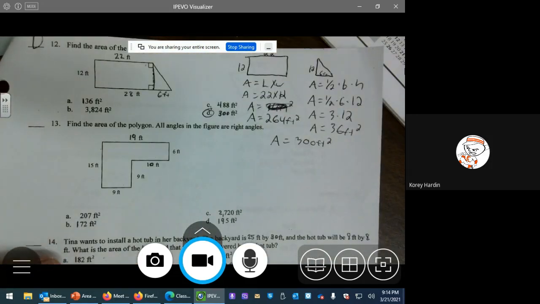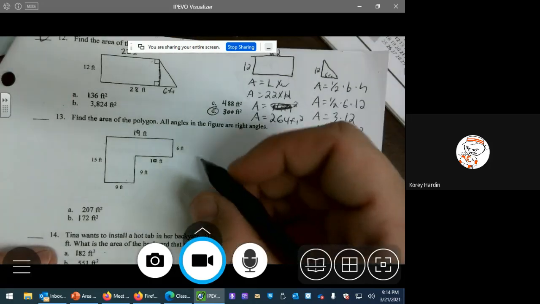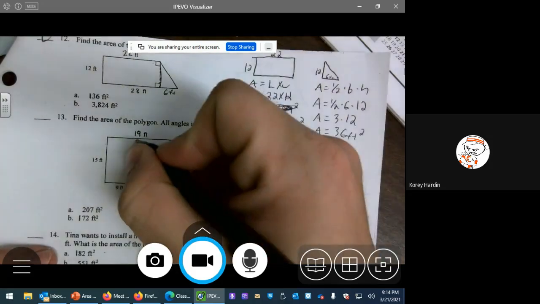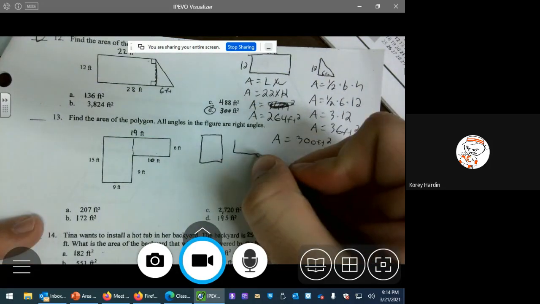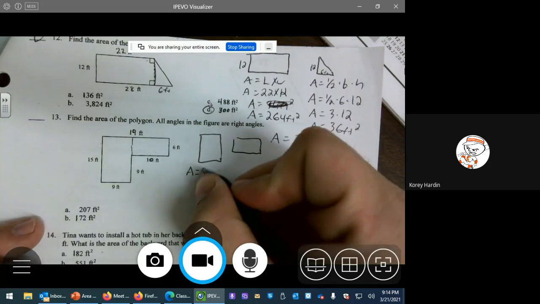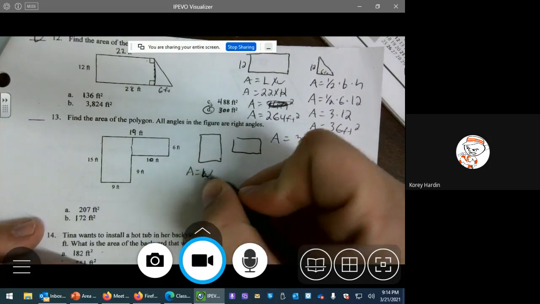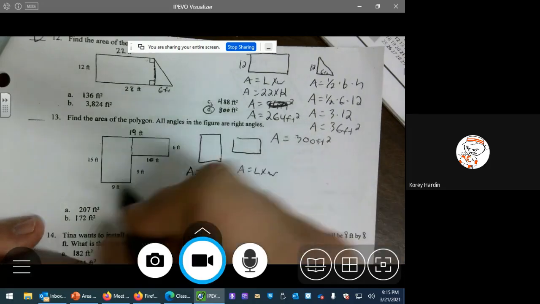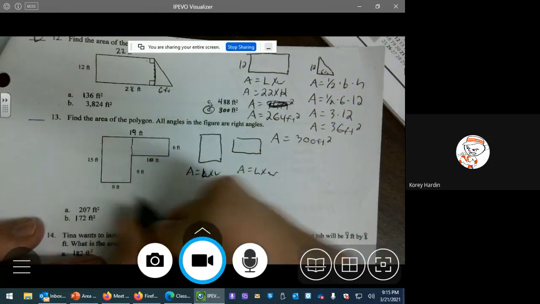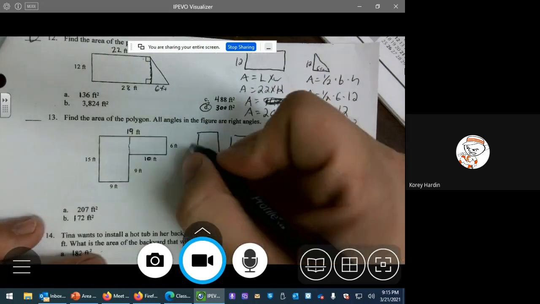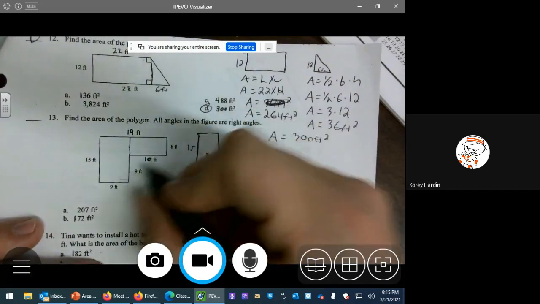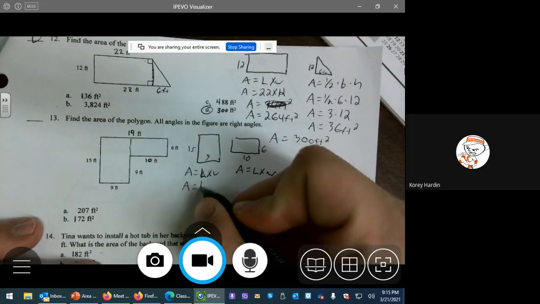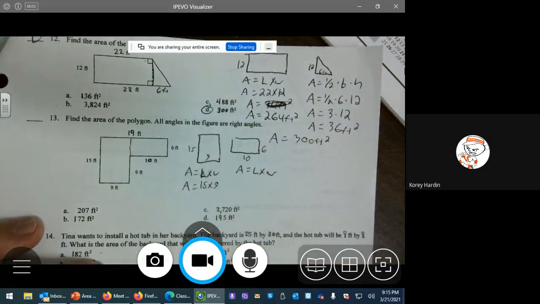All right, so we're going to find the area of this little polygon again. So I'm going to draw my shapes first. We'll cut it right there. Both these, I like them because both are length times width. First box, the length is going to be, we'll go with 15 and 9. And then the second box, we've got 10 and 6. So area equals 15 times 9.